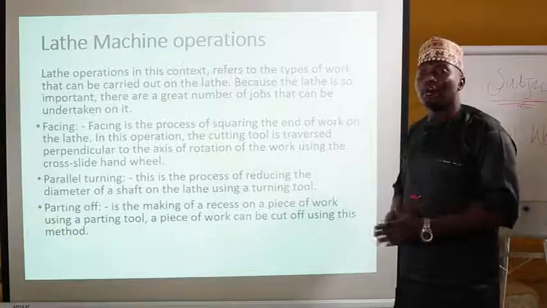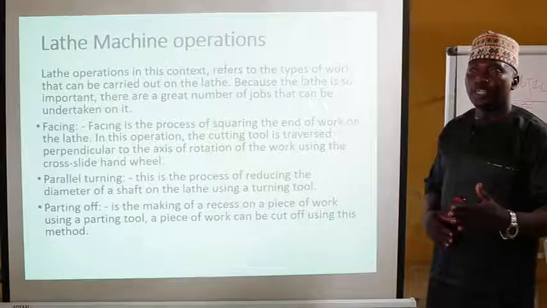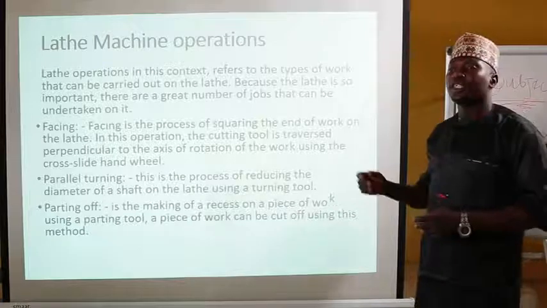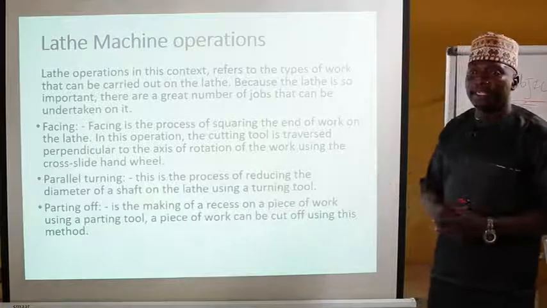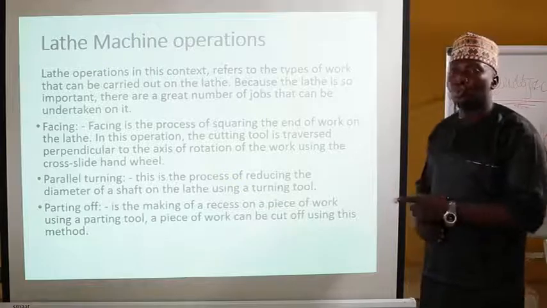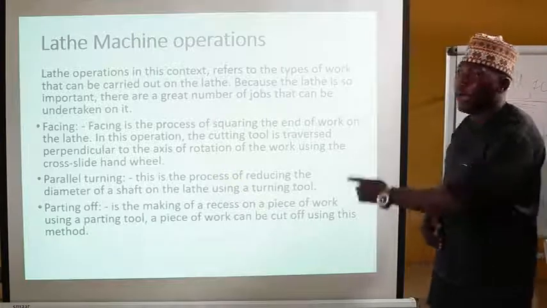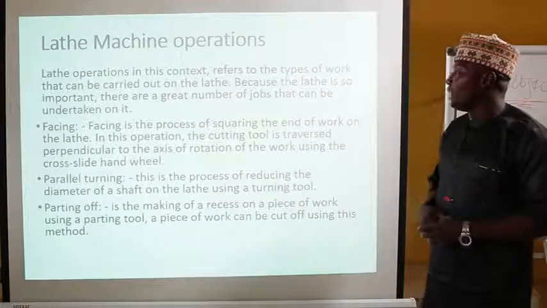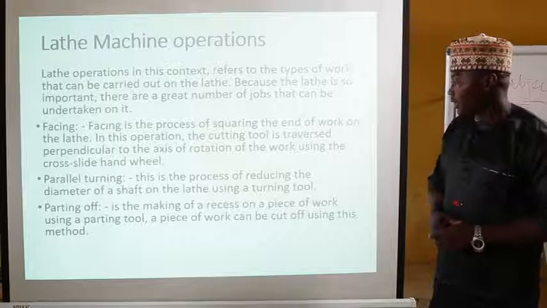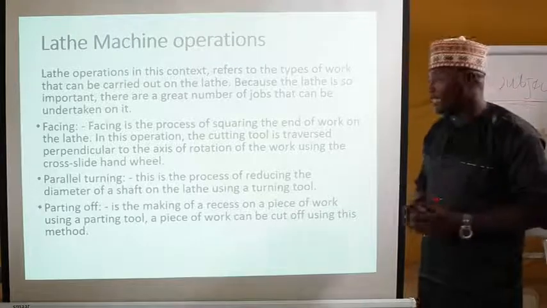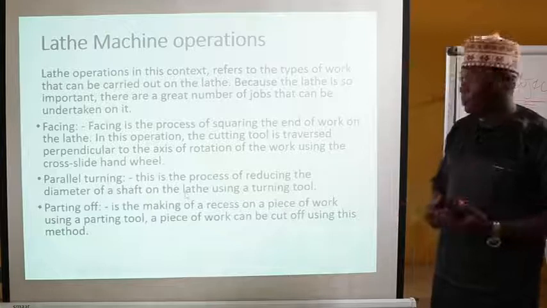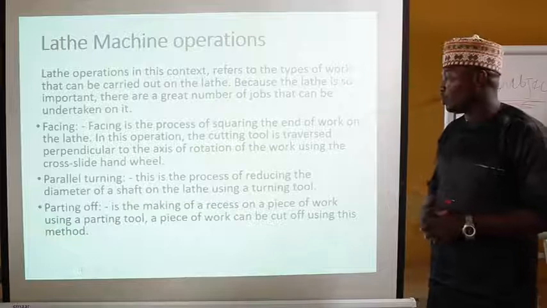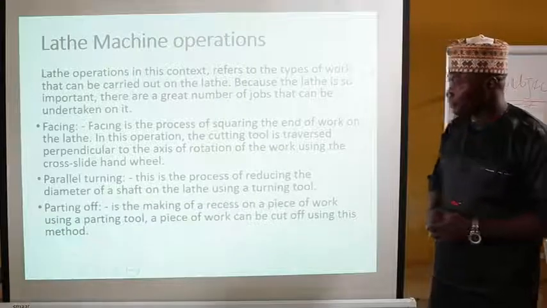And this can be carried out along the workpiece with the help of the apron, which is moving along the bed. The two are moving lengthwise on the bed, thereby creating material removal on the workpiece, giving you the required diameter, which is referred to as parallel turning. There is a particular tool that is used to carry out this operation. It's called the turning tool.